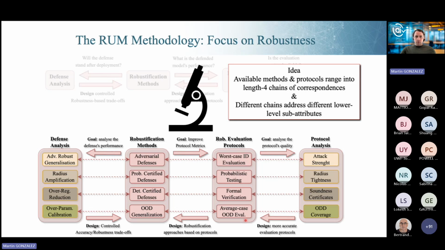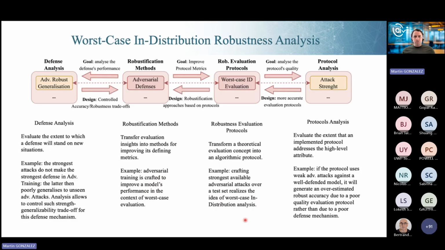So let's start with worst case in distribution robustness analysis. So what does it mean? Let's start with, say, this third case. What it means is when you take it from the robustness evaluation protocol, this really means to transform a theoretical evaluation concept into an algorithmic protocol. For example, crafting the strongest available adversarial attacks over a test set realizes the idea of worst case in distribution analysis.